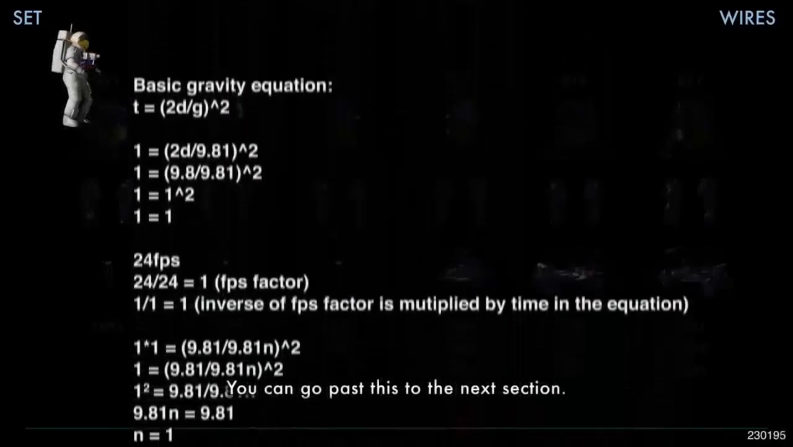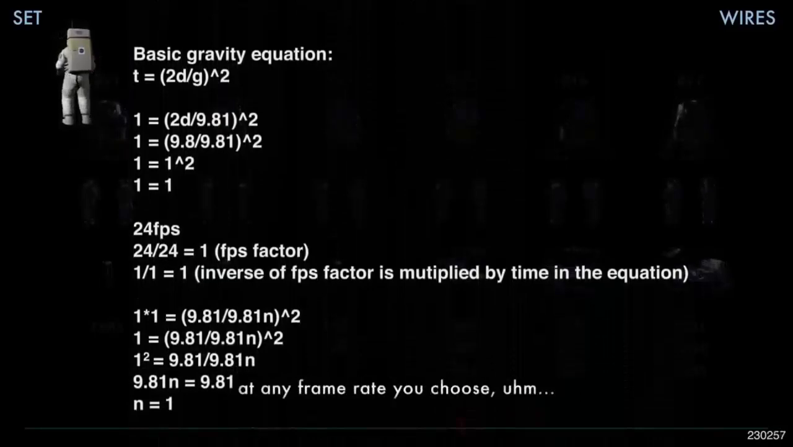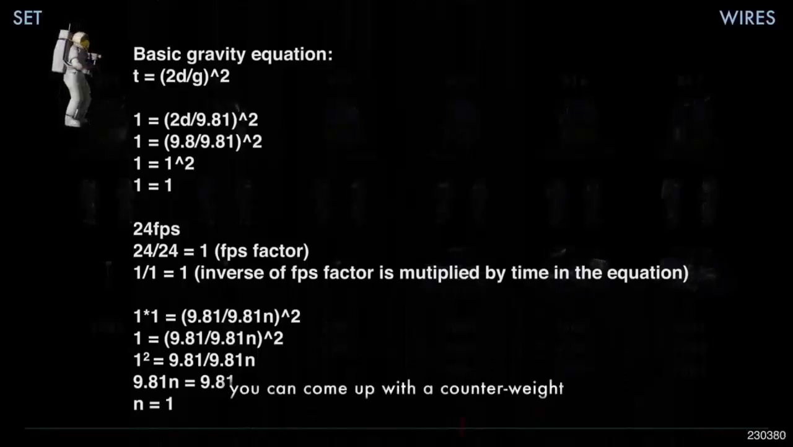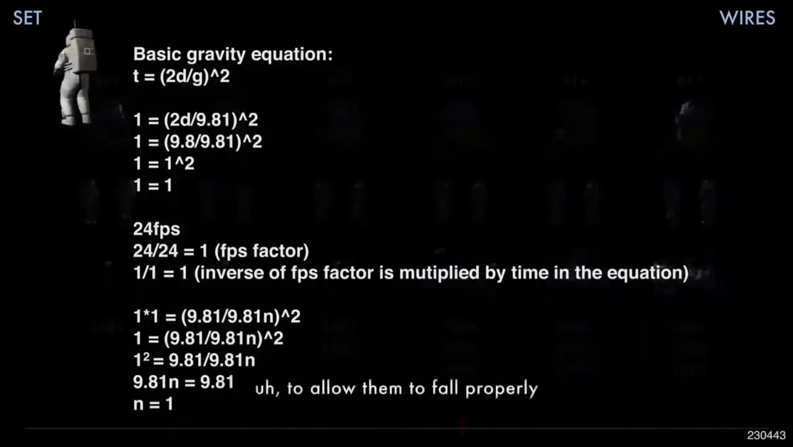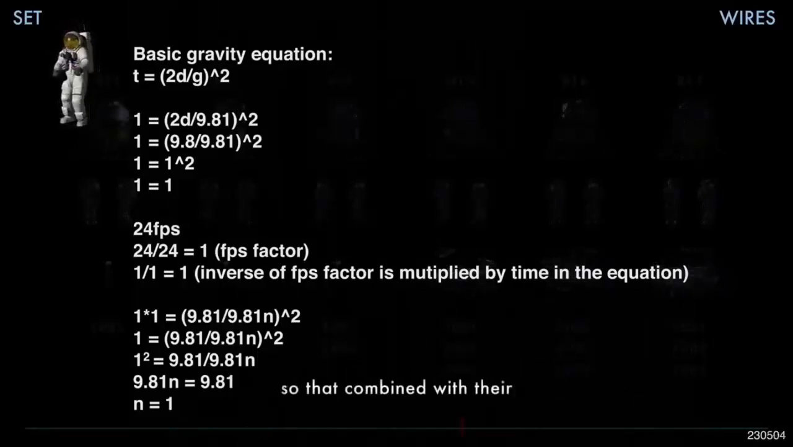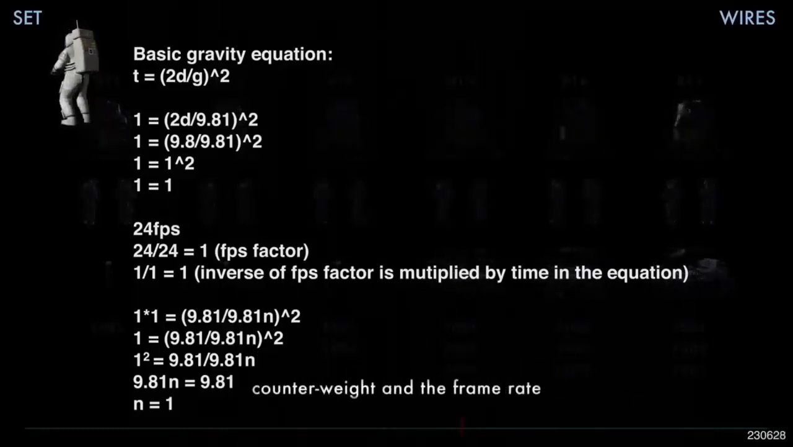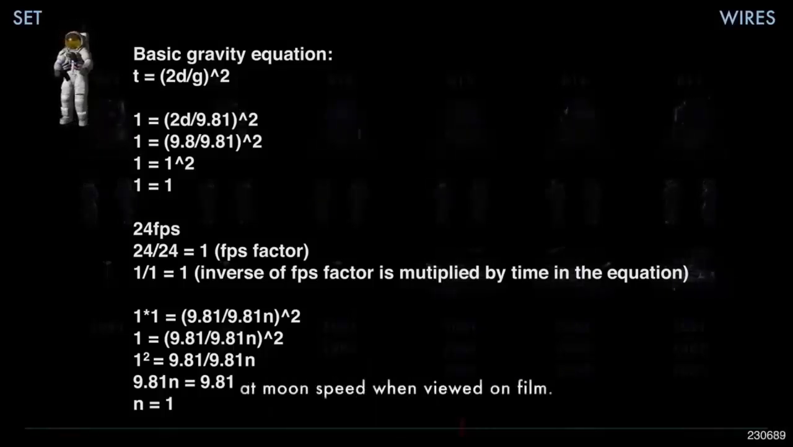You can go past this into the next section, but it does show you that at any frame rate you choose, you can come up with a counterweight that holds the astronaut up to allow them to fall properly, so that combined with their counterweight and the frame rate, it shows you they will fall at moon speed when viewed on film.